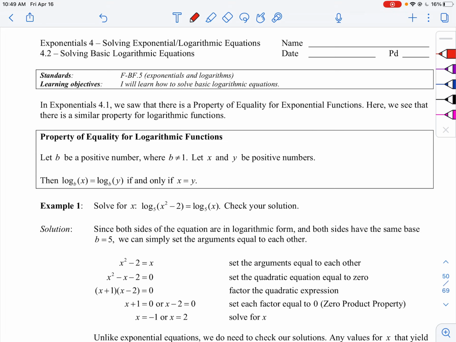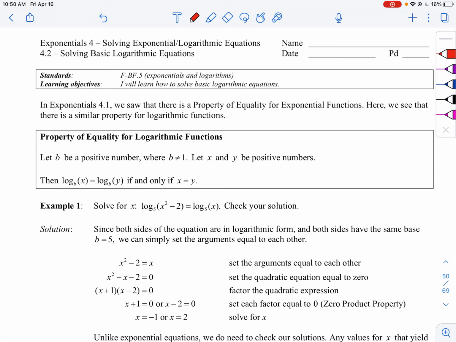In the previous video, we learned how to solve basic exponential equations. Today we are going to learn how to solve basic log equations, okay? So in exponentials 4.1, we saw that there is a property of equality for exponential functions. Here we see that there is a similar property for log functions.